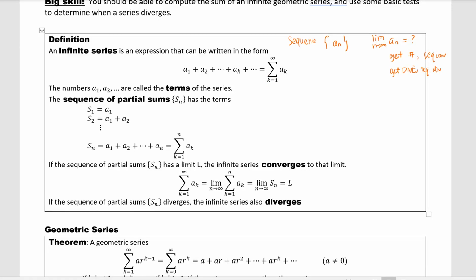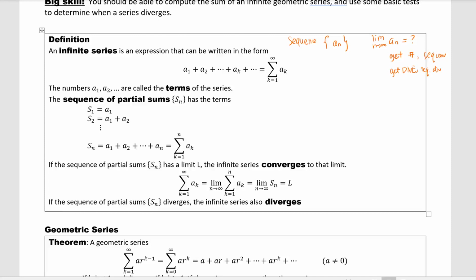Next, the sequence of partial sums, s sub n. The sequence of partial sums is itself a sequence. So you can see how it's constructed. The first term S1 is the sum of the first term. The second term S sub 2 is the sum of the first two terms. And then the nth term of the sequence of partial sums is the sum of the first n terms of the series. If the sequence of partial sums S sub n has a limit L, then the infinite series converges to that limit L.